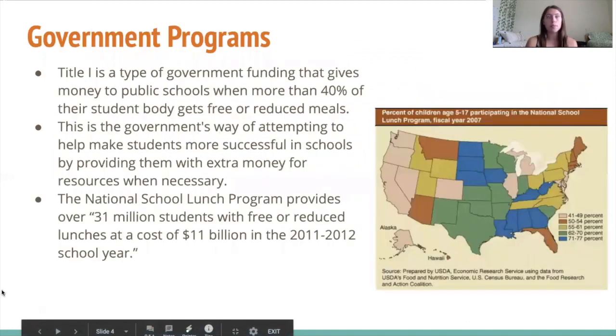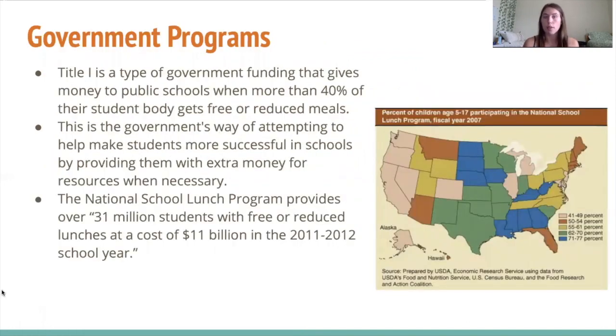Government programs. Title I is a type of government funding that gives money to public schools when more than 40% of their student body gets free or reduced meals. The districts that receive Title I funding tend to have the lowest success rates among schools. This is the government's way of attempting to help make students more successful in school by providing them with extra money for resources when necessary.